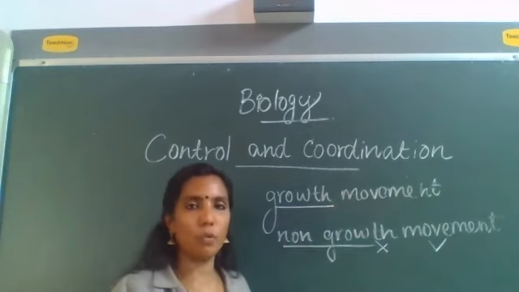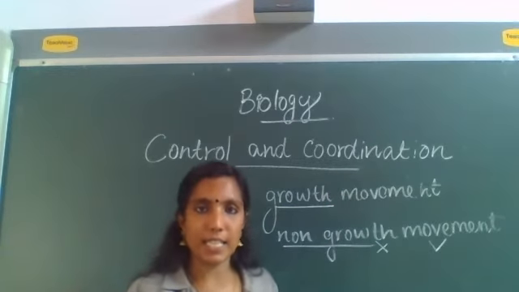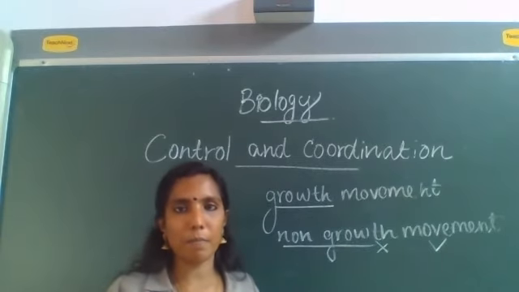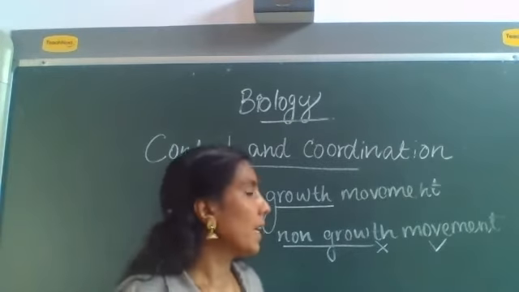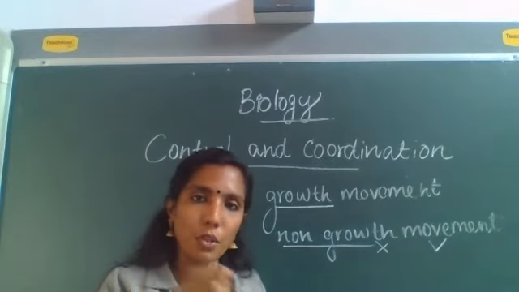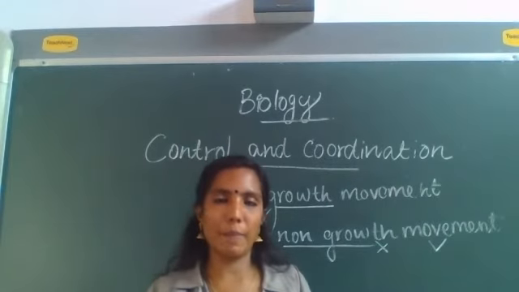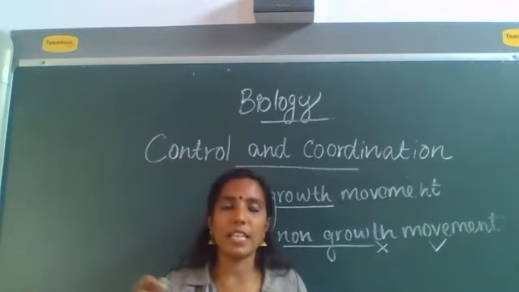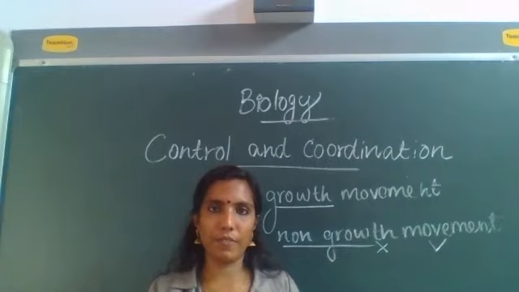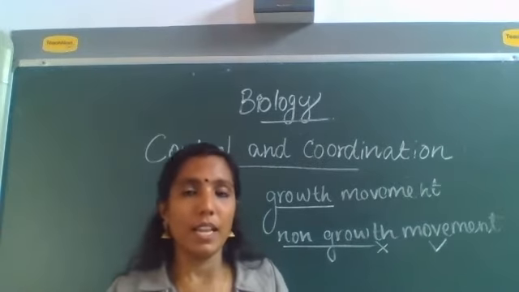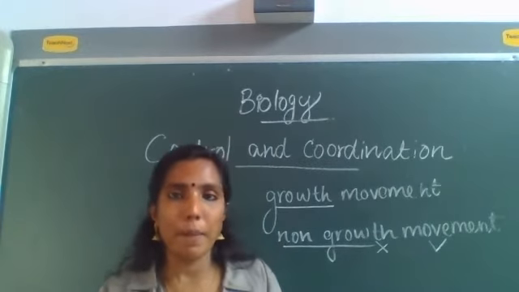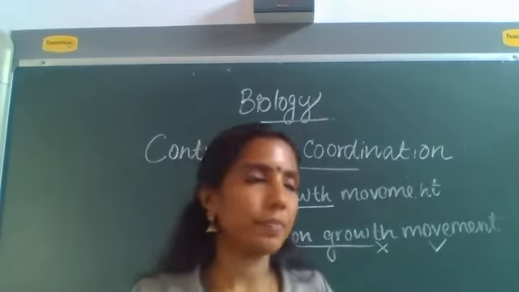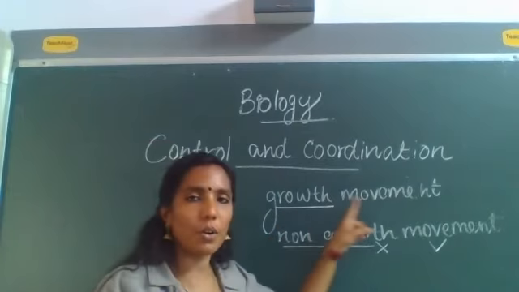First one is growth movement. For example, when we plant a seed, it germinates and becomes a big plant after some days. What changes happen there? Both growth and movement happen. We can see the movement of the plant from a seed to a big plant. From the seed, it germinates, it becomes leaves, stem, and finally a big plant. So growth happened there and movement also happened there. That type of movement is called growth movement.